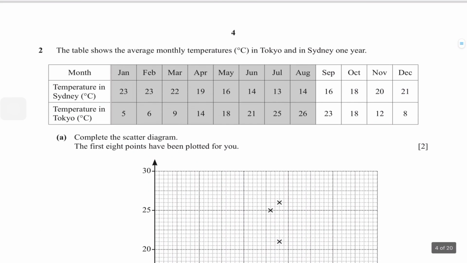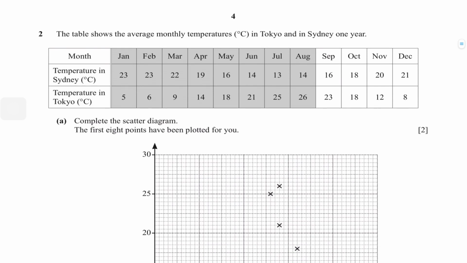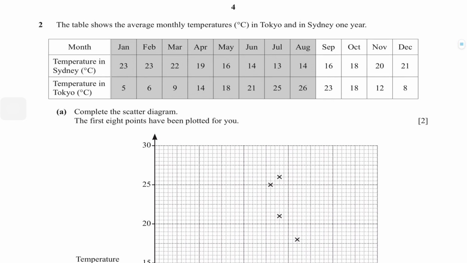Okay, so here we have question number 2, which we can see is related to a scatter plot, since we have to complete the scatter diagram. So let's see what the question says. It says that the first 8 points have been plotted for you. So that means till August they have been plotted, and we have to plot the remaining 4 points. Alright, so we can do that. That's no big deal.